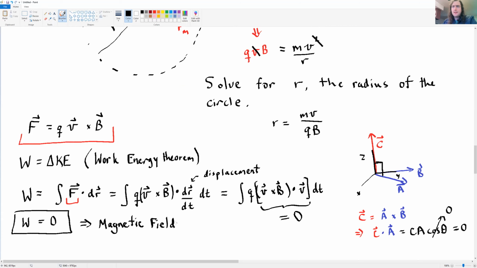I should probably be a little bit more careful here, because as we'll see later in the semester, there is a connection between magnetic and electric fields. And so maybe I should put here the word static. What does static mean? That means it doesn't change with time. So static magnetic fields can do no work on charged particles.